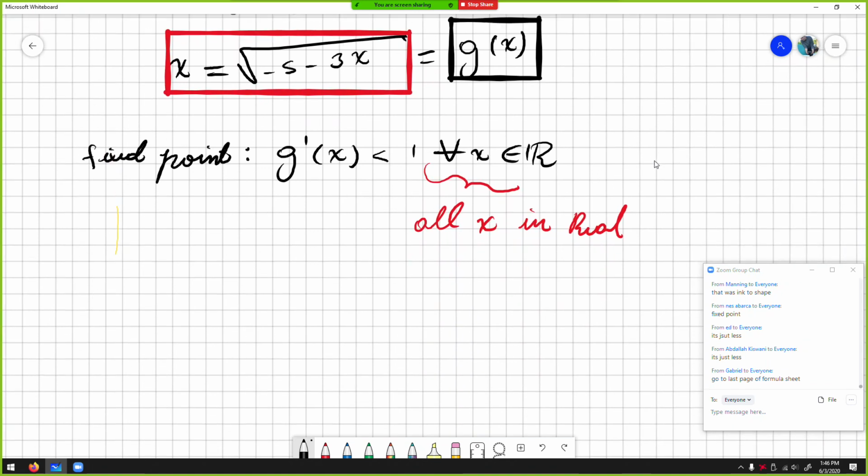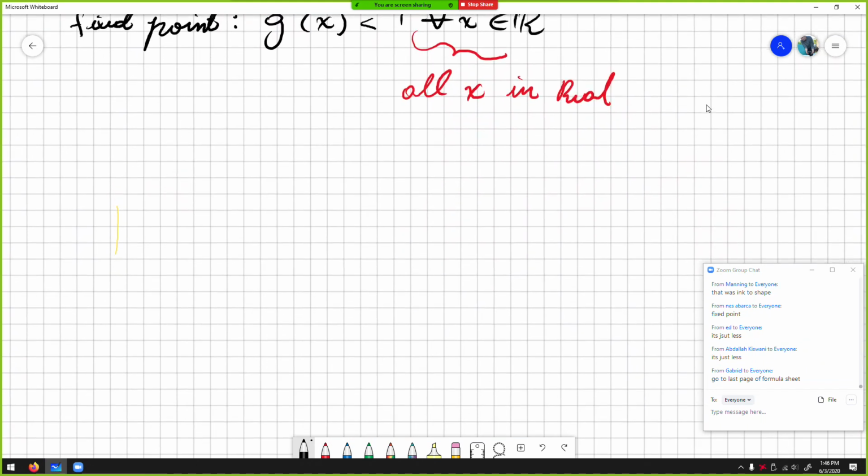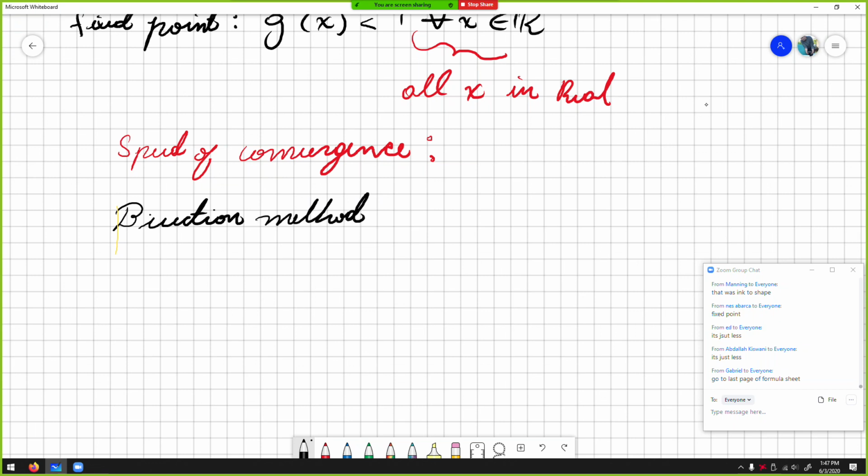Now, because I only have like 15 minutes left, I want to talk about speed of convergence. This is something that you can derive. However, I'm not going to go through the derivation. I'm just going to tell you what the values are. So you have the bisection method, the k value, which is the convergence value, is equal to 1, and this means that the speed of convergence of bisection is linear.